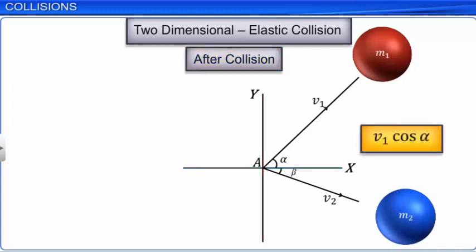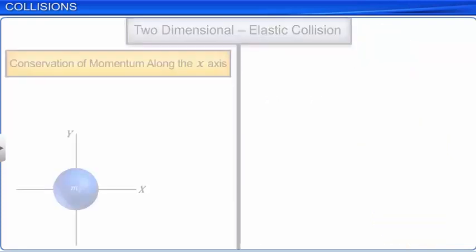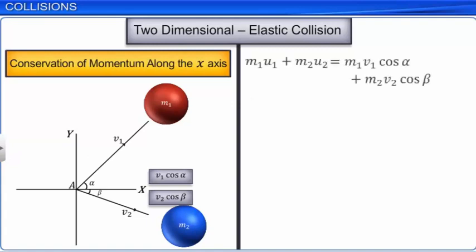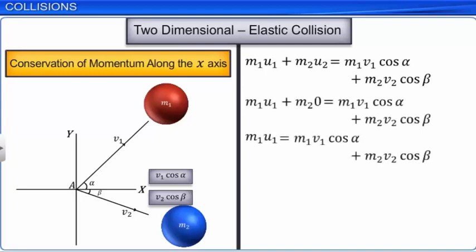v1 cos alpha and v2 cos beta are the components of v1 and v2 respectively along the x-axis. Hence, according to the law of conservation of momentum applied along the x-axis, we get m1u1 plus m2u2 is equal to m1v1 cos alpha plus m2v2 cos beta. And on simplifying, we get m1u1 is equal to m1v1 cos alpha plus m2v2 cos beta. Let this be equation 9.